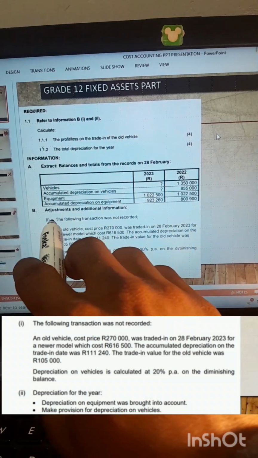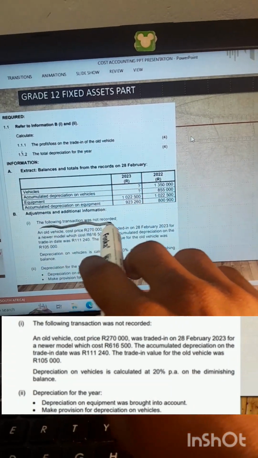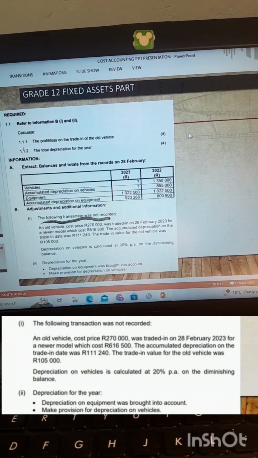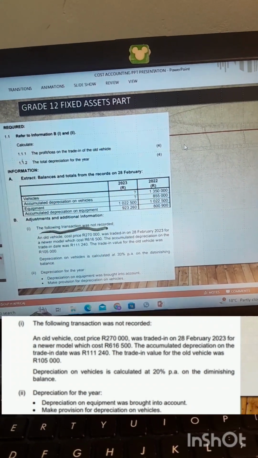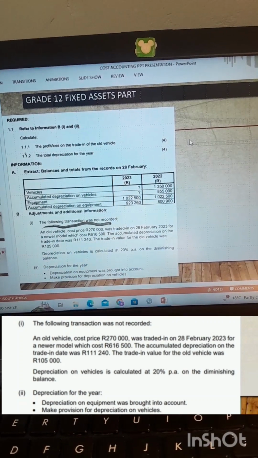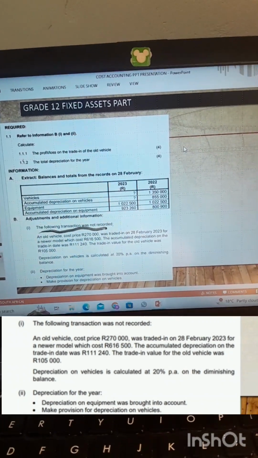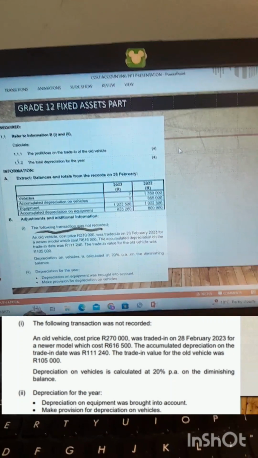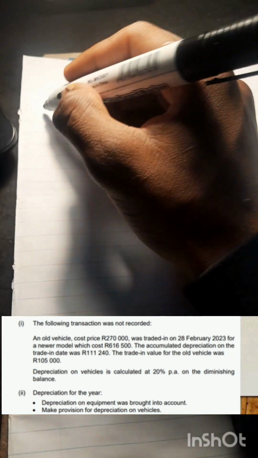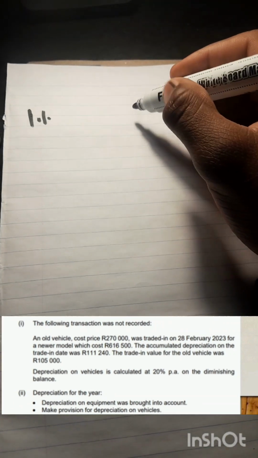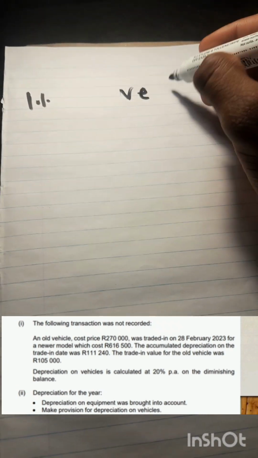Here, number B, it says the following transaction was not recorded. An old vehicle with a cost price of 270,000 was traded in on 28 February 2023 for a newer model costing 616,500. So now we're going to 1.1, asset disposal for a vehicle.